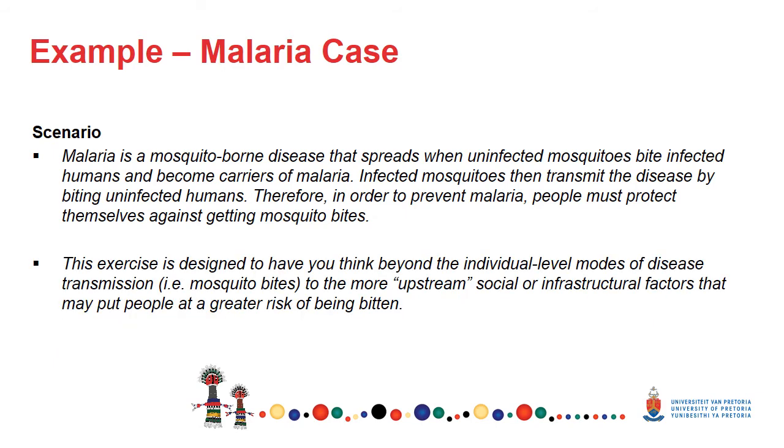Malaria is a mosquito-borne disease that spreads when uninfected mosquitoes bite infected humans and become carriers of malaria. Infected mosquitoes then transmit the disease by biting uninfected humans. Therefore, in order to prevent malaria, people must protect themselves against getting mosquito bites. This exercise is designed to have you think beyond the individual-level mode of disease transmission, that is mosquito bites, to the more upstream social determinants of health or infrastructural factors that may put people at a greater risk of being bitten by malaria mosquitoes.